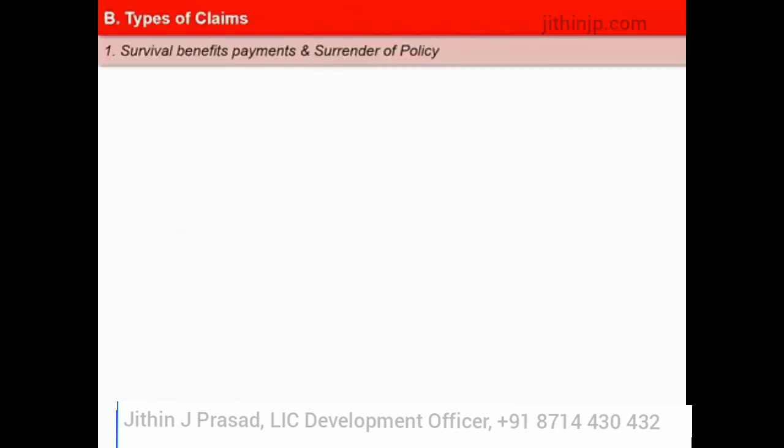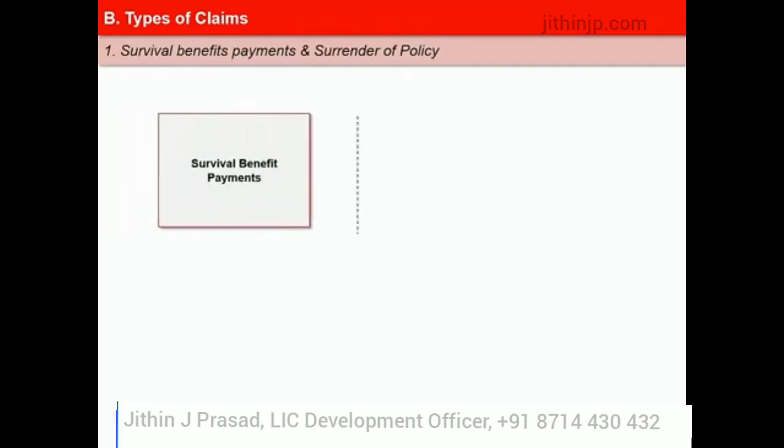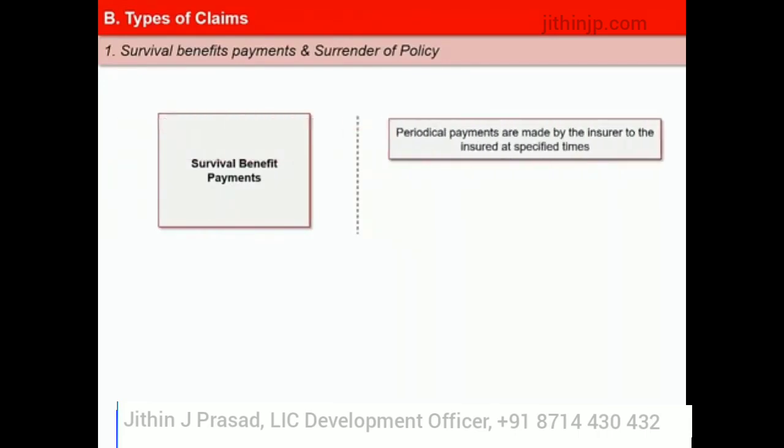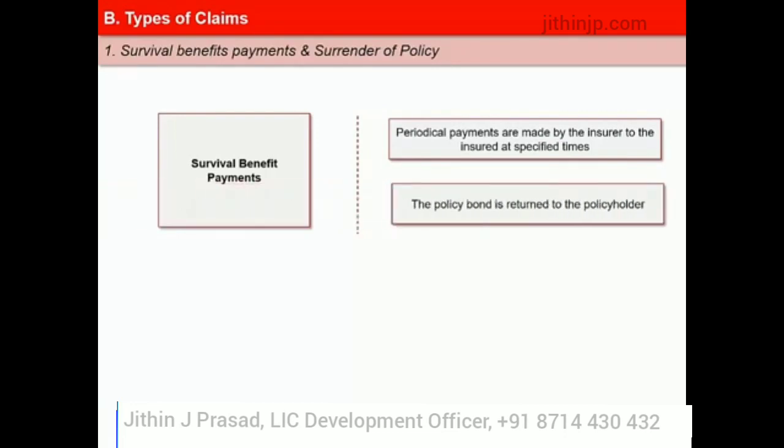Let us first learn about the various types of claims whose payments may occur during the policy term. They are: first, survival benefit payments. Periodical payments are made by the insurer to the insured at specified times during the term of the policy. The policy bond is returned to the policyholder bearing an endorsement of payments made after each survival benefit installment.